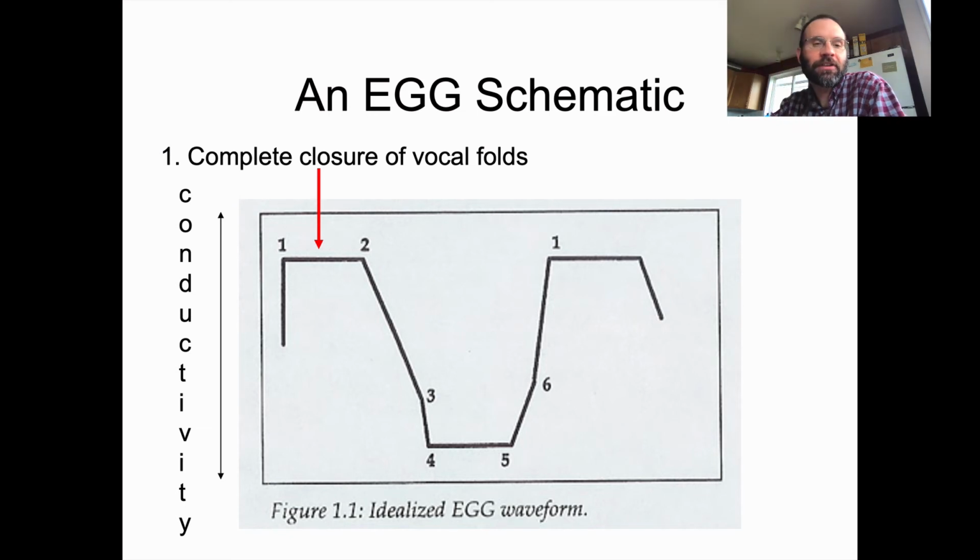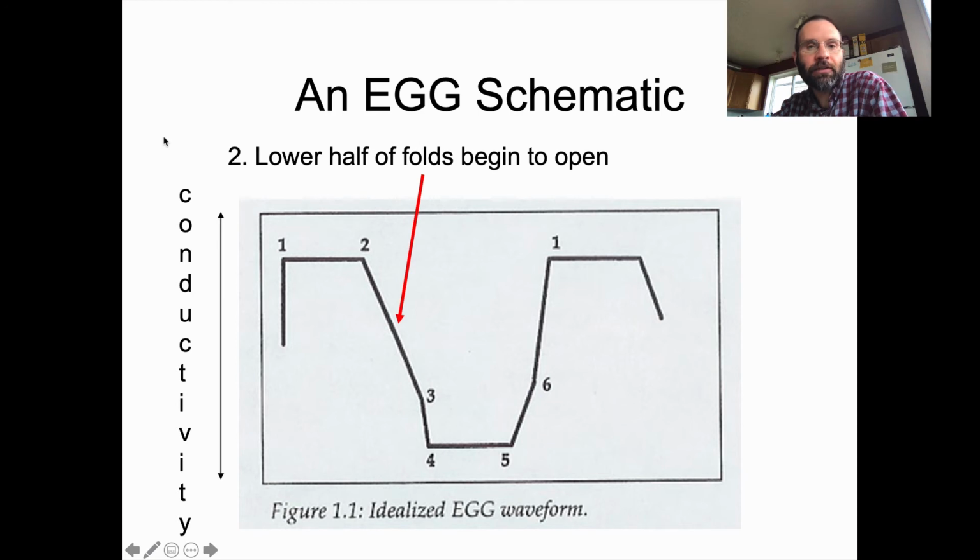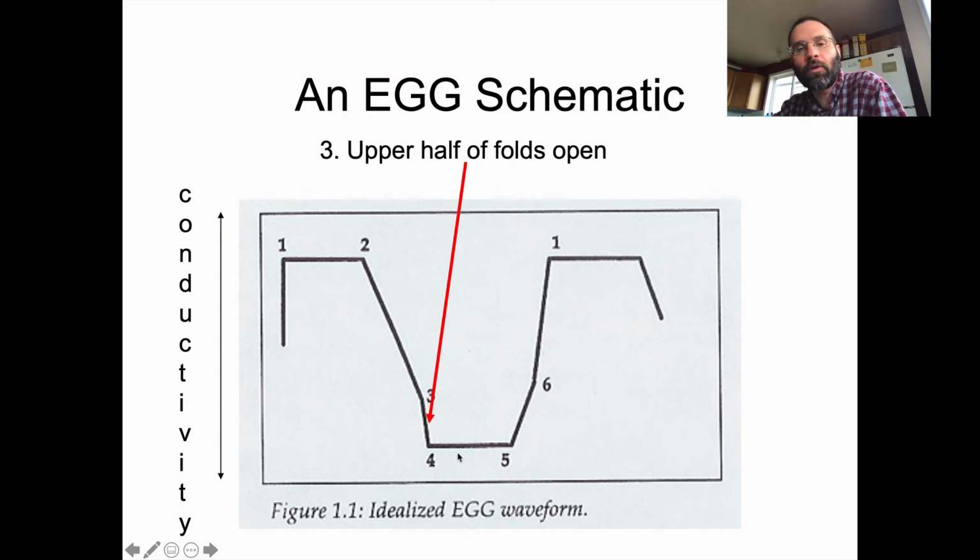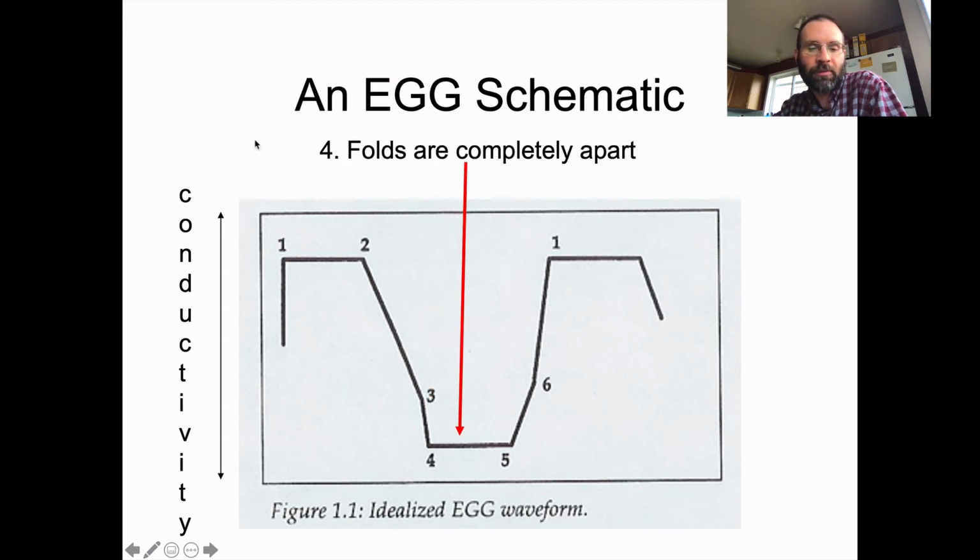So we get max conductivity because we have max contact. And then the lower half of the folds will begin to open. So we get this decreasing slope of a line until the upper half of the folds open, and we get this kind of big leap to the very bottom of the cycle where the vocal folds are going to be completely open, or as open as they possibly can be.